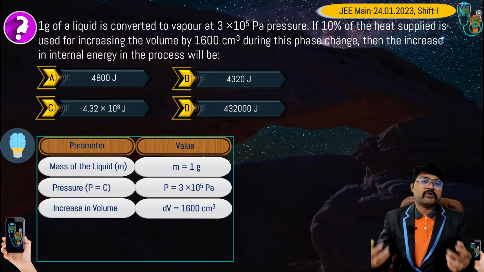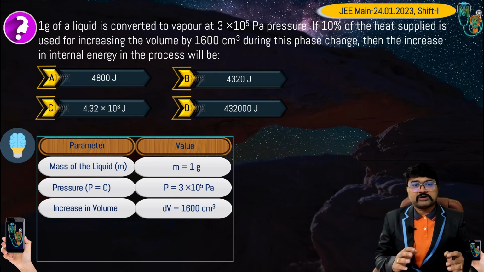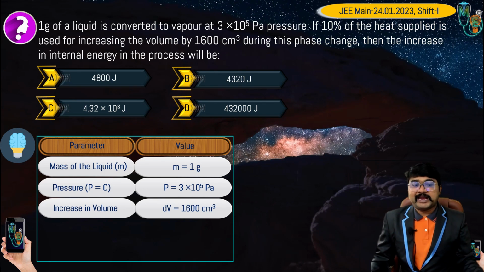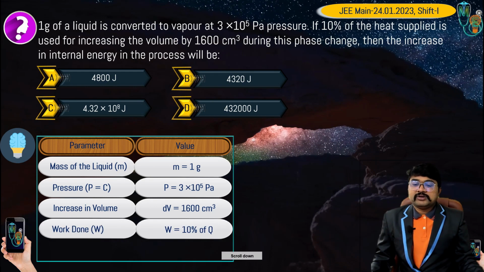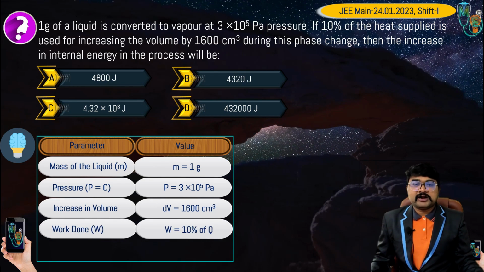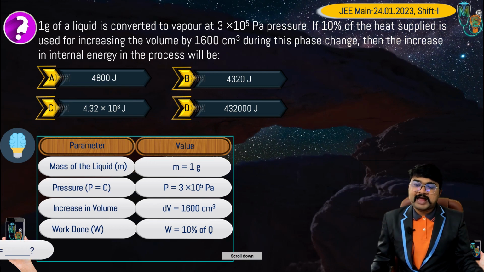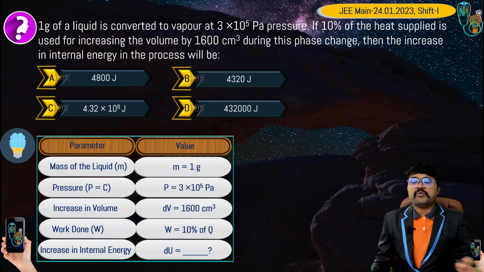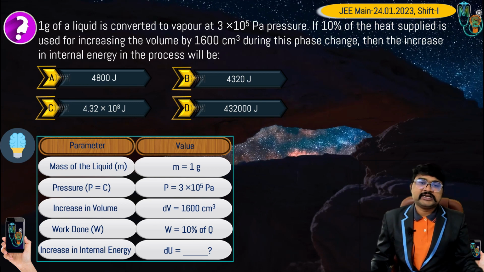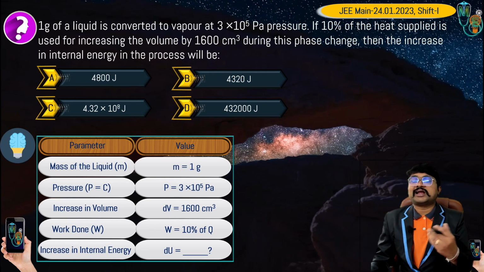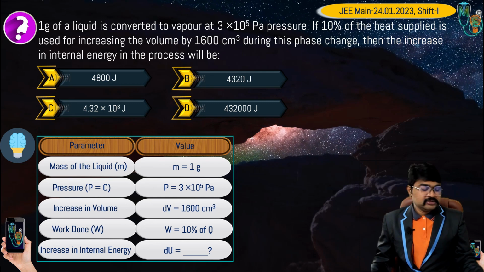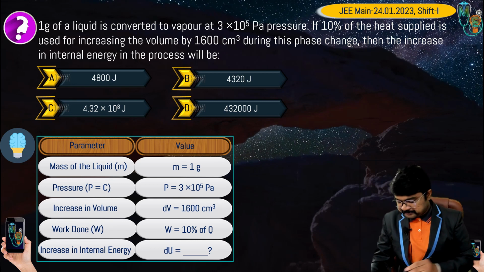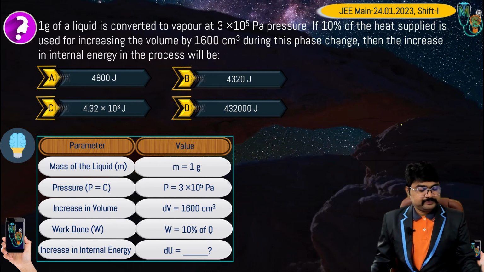Understood now? What is the work done here? PDV work. PDV work is nothing but 10% of heat supplied. Next is increase in internal energy. What is the increase in internal energy? ΔU, they are asking you to determine. You should know what the work done is.